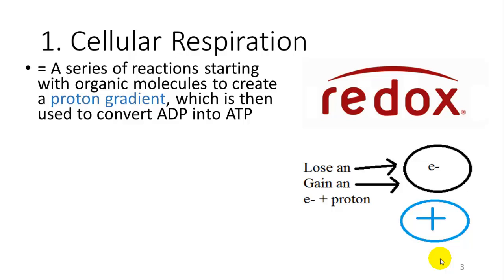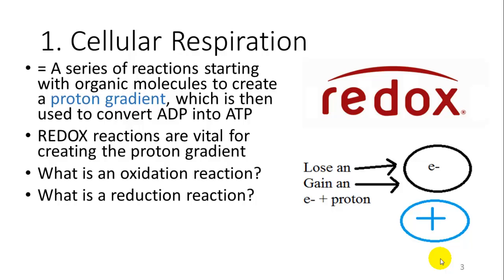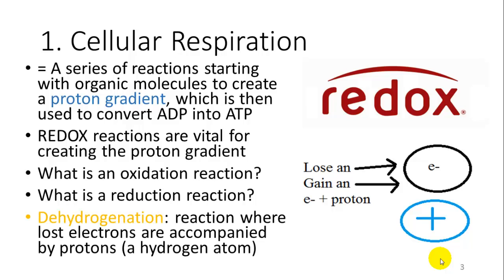And cellular respiration, similar to photosynthesis, is a series of reactions starting with organic molecules to create a proton gradient, again just like photosynthesis, which is then used to make ATP. Redox reactions are vital for this, and if you remember, redox reactions include oxidation and reduction. In reduction, you gain an electron or proton, and in an oxidation, you lose an electron or proton. Dehydrogenation is a reaction where the lost electrons are accompanied by protons. And so you have oxidation, reduction, and dehydrogenation reactions occurring.